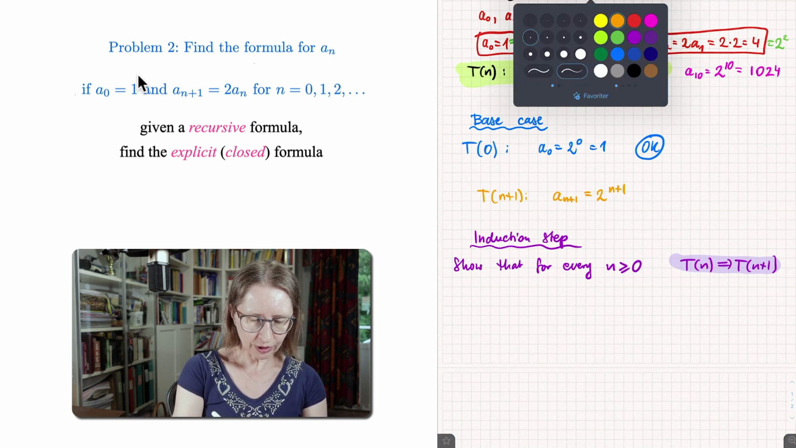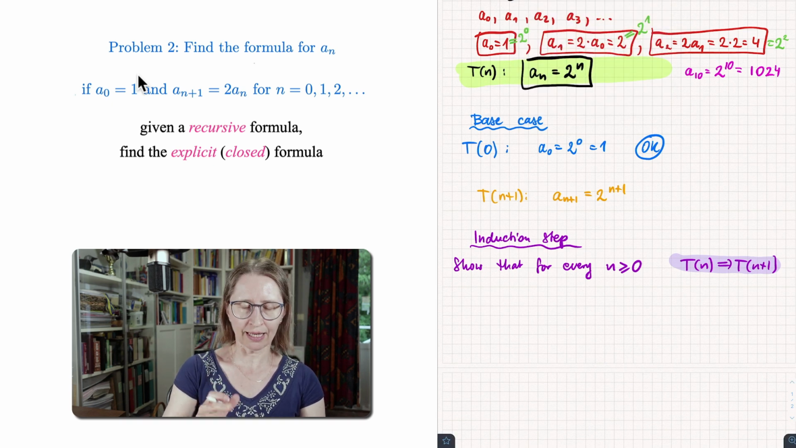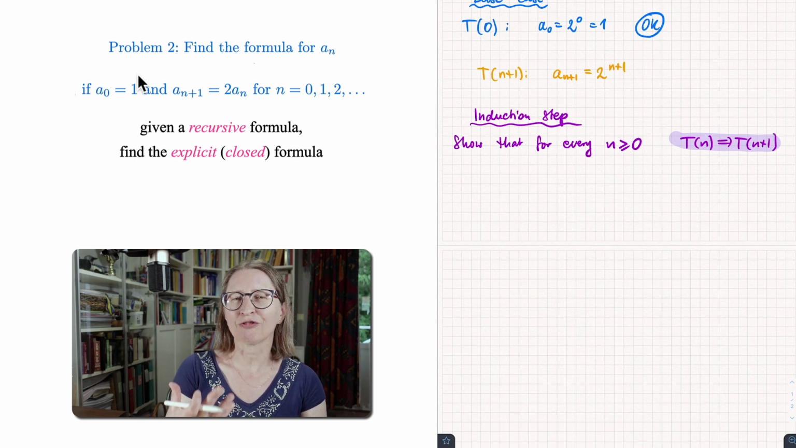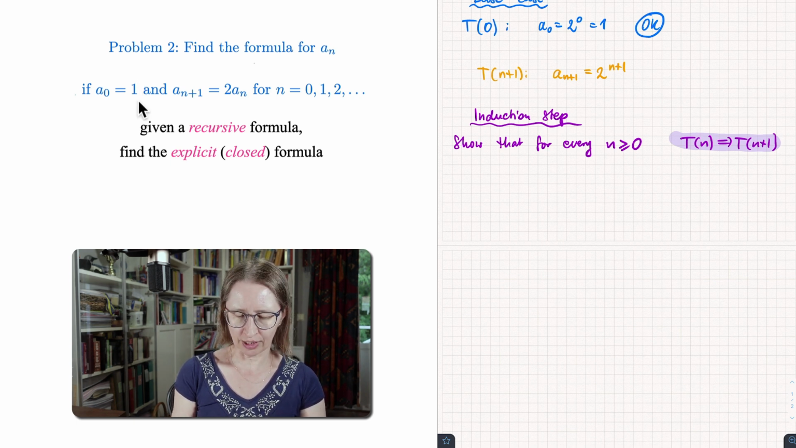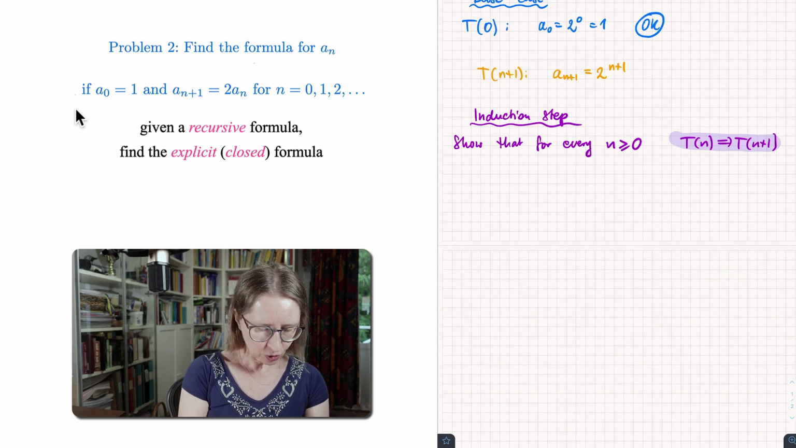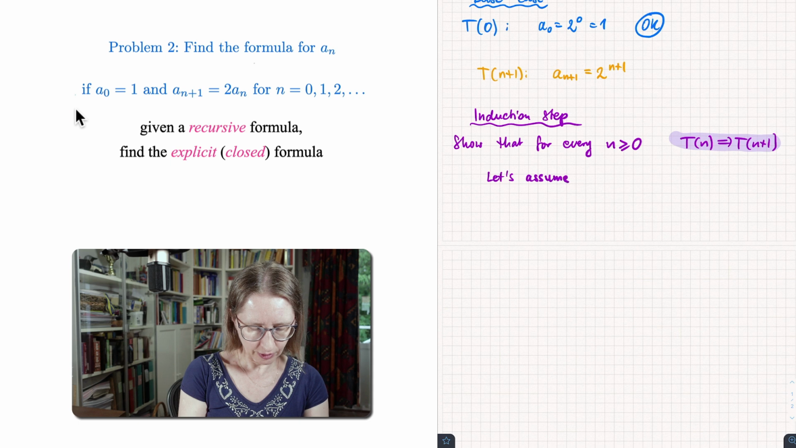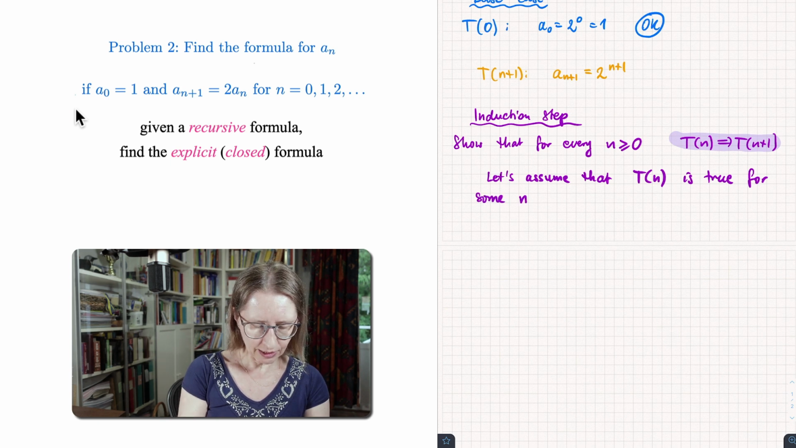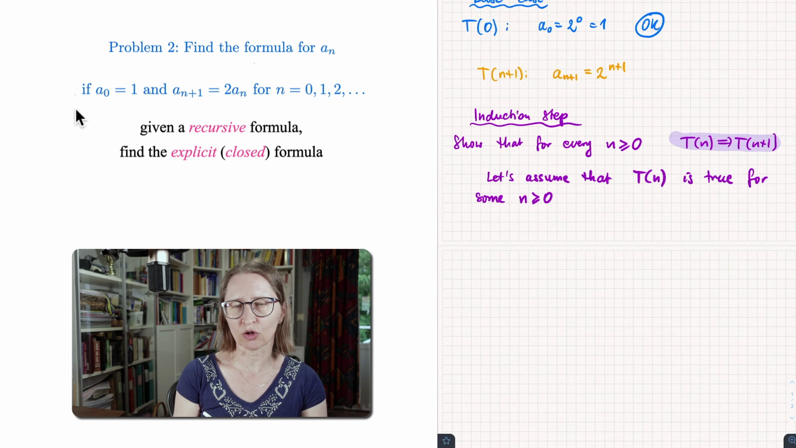And now the last step is the induction step. We have to show that if we assume that T of n is true for some n which is greater than or equal to 0, then T of n plus 1 is also true. So let's assume that T of n is true for some n which is greater than or equal to 0.